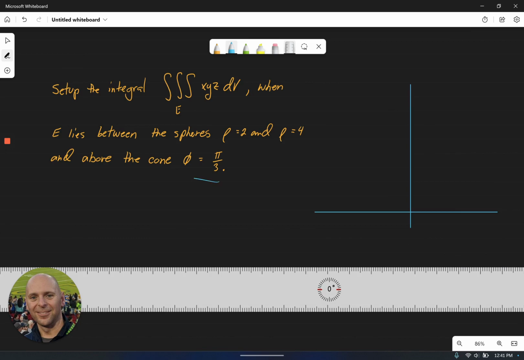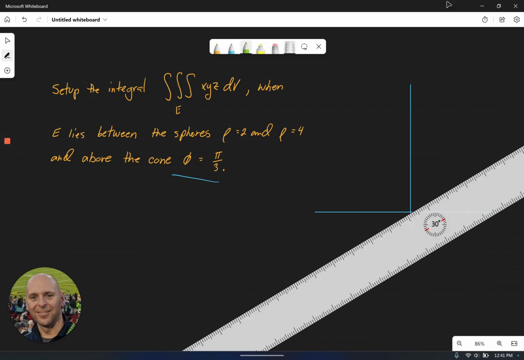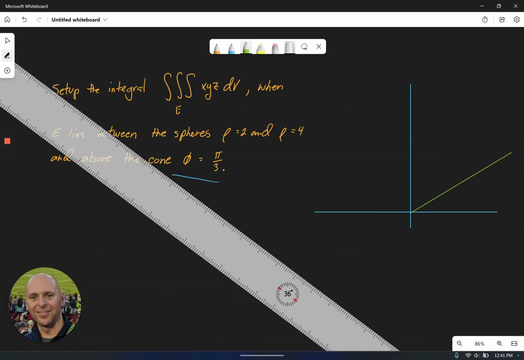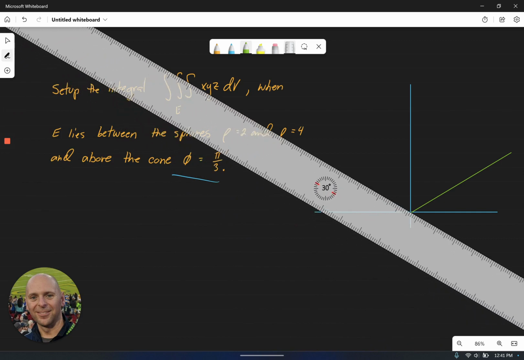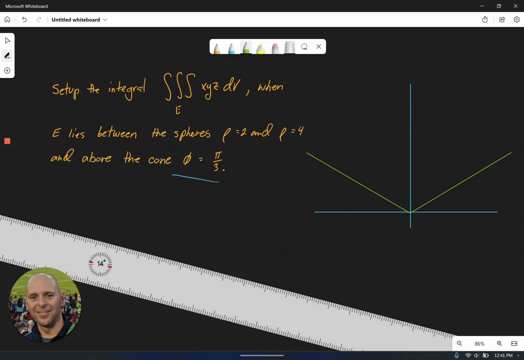Alright, so we've got our cone, which is going to have an angle of 60 degrees. And that'll do something like this on either side. So we're bounded below by that cone, and we're going to be between a couple of spheres here of radius 2 and radius 4. So we'll sketch in what we think that looks like. So maybe this here is the sphere of radius 2, and this maybe here then is the sphere of radius 4. So here's rho equals 2 and rho equals 4. So we want to be between the spheres and above the cone. That would put us in this region in here.